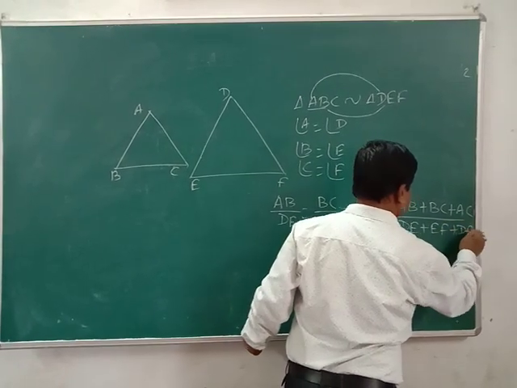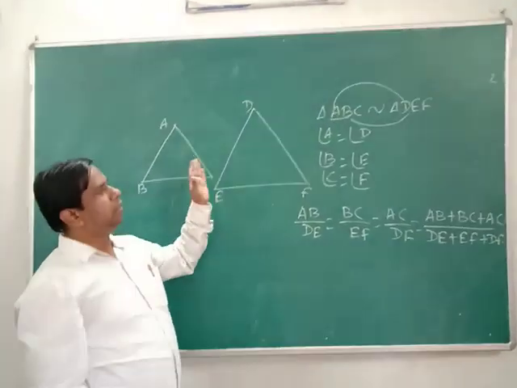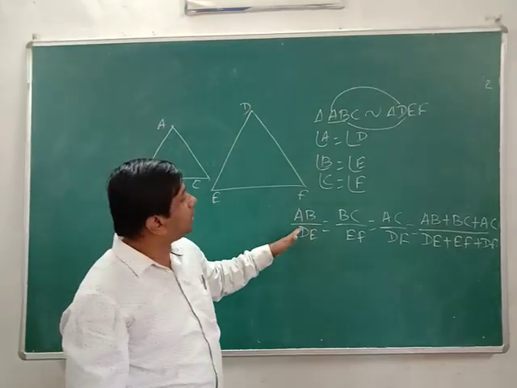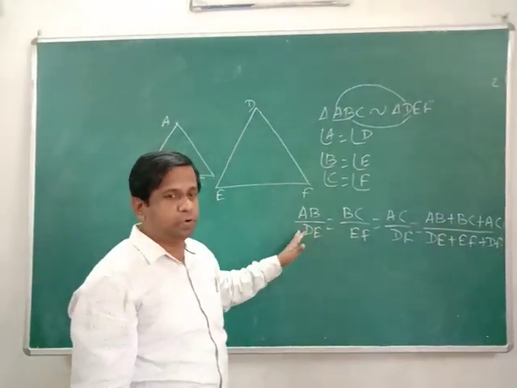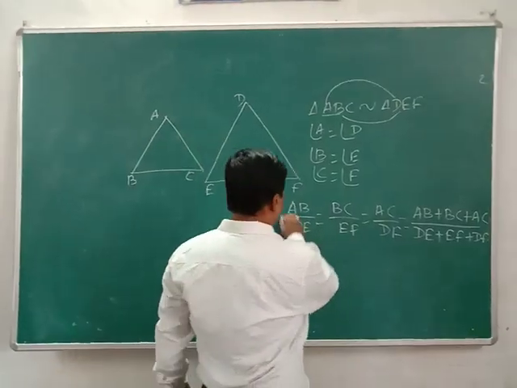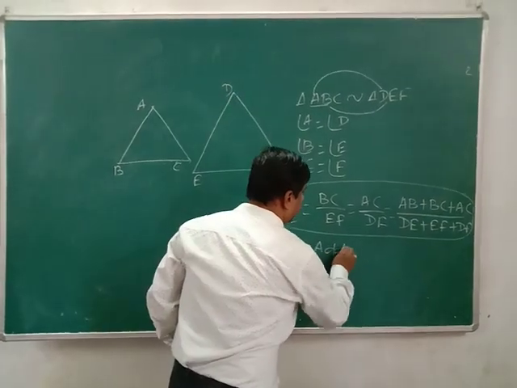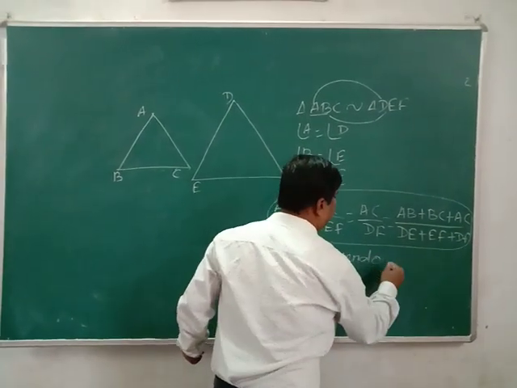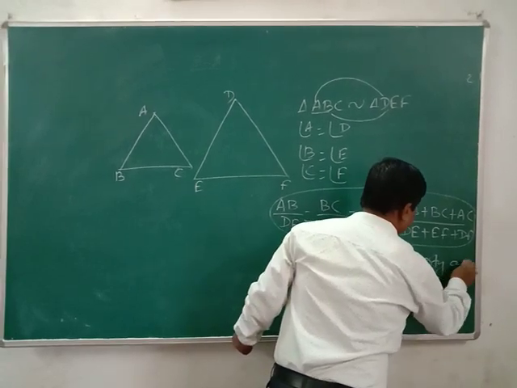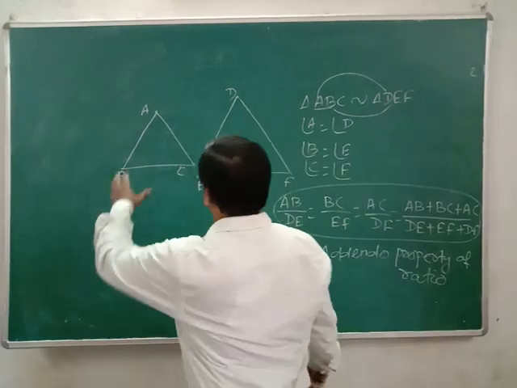Did you understand? If two triangles are similar, then their corresponding angles are equal, and their corresponding sides are in the same ratio. That ratio is also equal to the ratio of their perimeter. And this property is known as the addendo property of ratio.